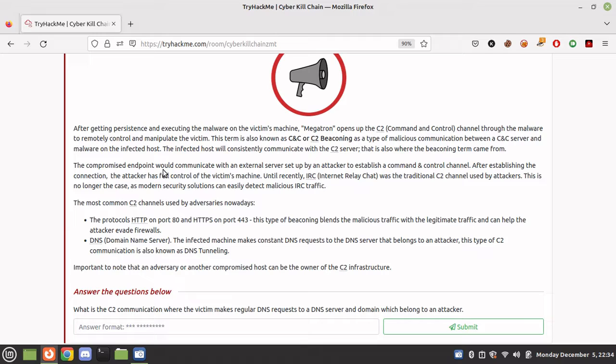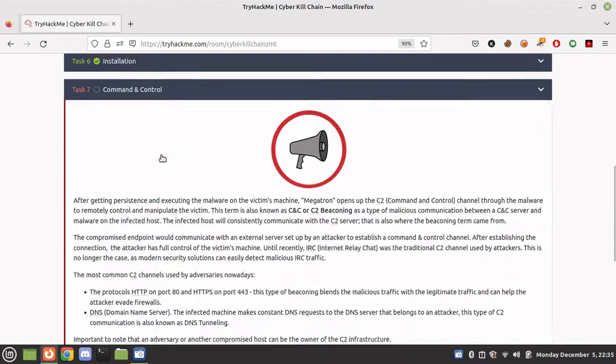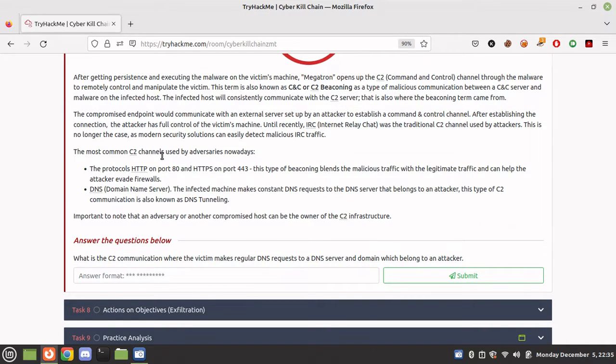The compromised endpoint would communicate with an external server set up by the attacker to establish a command and control channel. After establishing the connection, the attacker has full control of the victim machine. Until recently, IRC was a traditional C2 channel used by attackers. This is no longer the case, as modern security solutions can easily detect IRC traffic. Now basically this is about command and control. In our previous step, the installation will install a backdoor. Now it's time to access the backdoor again.